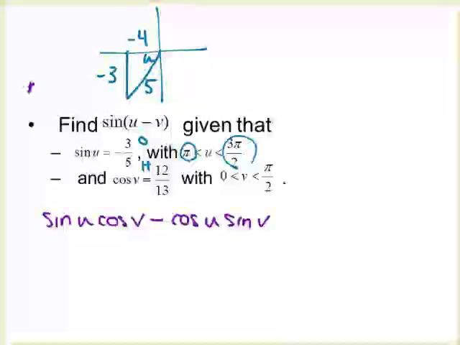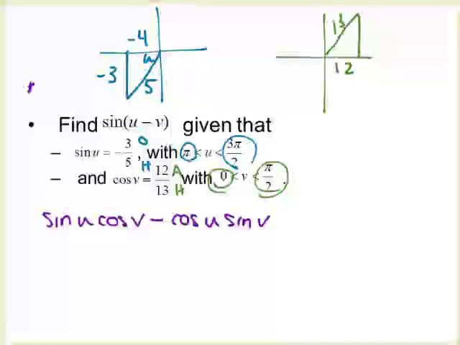Then I'm going to draw a triangle for the V information. It says it's between 0 and pi halves. So which quadrant is that? The first. And its cosine is 12 over 13. What's SOHCAHTOA for cosine? Adjacent over hypotenuse. So the adjacent should be 12, the hypotenuse 13. And our missing side would then be 5 by the Pythagorean theorem again.